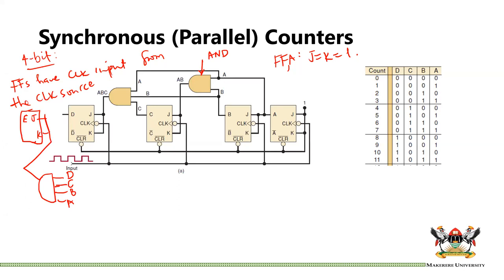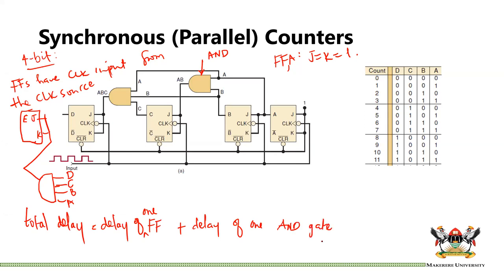Some of the disadvantages of synchronous counters are that they have more circuitry, because we now need AND gates, and more transmission lines. But the good thing is that because we are clocking at the same time, the total delay is equal to the delay of one flip-flop plus the delay of one AND gate. So it doesn't add up. Even with 1,000 flip-flops, the delay would be the same, because they are clocked at the same time and operate at the same time. So I could say that the total TPD is equal to flip-flop TPD plus AND gate TPD.